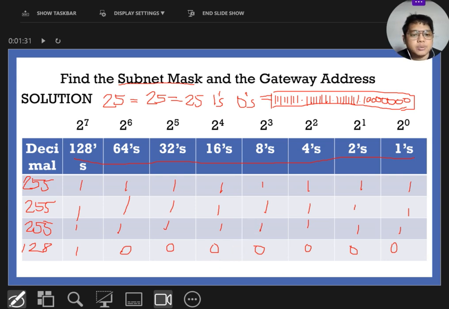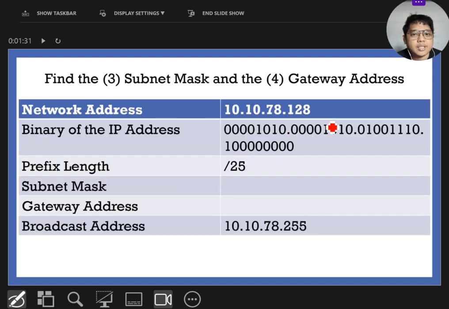Now to find its gateway address, we know that the gateway address should always be the first usable IP address. Here is our network address, so our gateway address should be this one: 10.10.78.129. This means that the first usable IP address is 10.10.78.129.